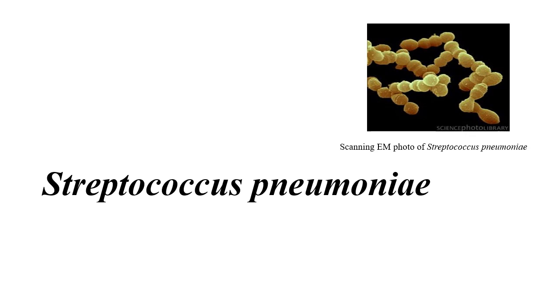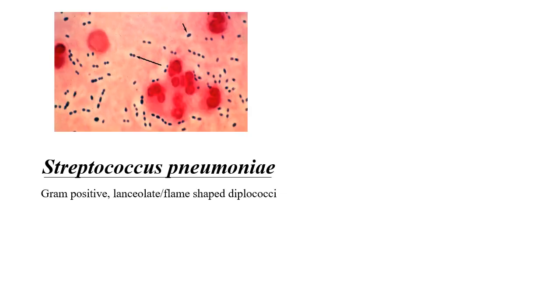Coming to Streptococcus pneumoniae, which is a significant pathogen, and you've been already introduced to it. It causes pneumonia, it can cause meningitis, and many other diseases. So it's a gram-positive lanceolate flame-shaped diplococci. Flame means exactly this, that there is a flame-shaped or lanceolate shape. That means that the sides which are opposing each other, adjacent to each other, are straight, and the other end is pointed, and it is capsulated.